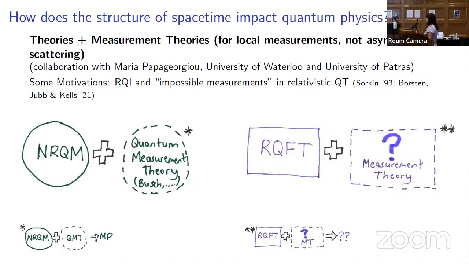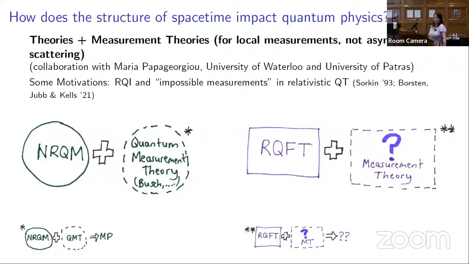Okay, so let's now think about the theories and how measurement comes into the picture. This slide is the conceptual frame slide. This is work that I've been doing in collaboration with a PhD candidate at the University of Waterloo in applied math, and also at the University of Patras, Maria Papageorgiou. Maria has a poster with more information about what I'm going to be talking about back in the poster session.